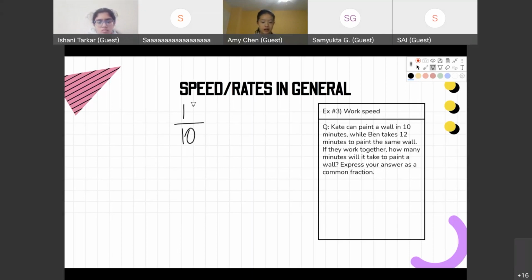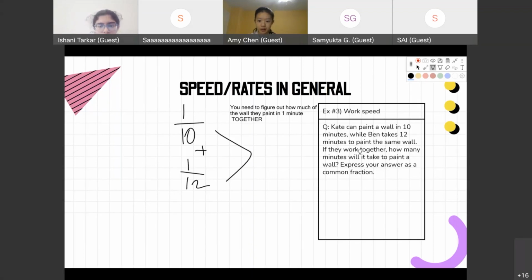Since the total amount she has to paint is 1, and she can paint it in 10 minutes, that means in 1 minute she can paint 1/10 of the wall. Then that is her rate. Along the same lines, Ben would paint 1/12 of the wall in that time. So if these are their rates, then their combined rate would be these added together: 1/10 plus 1/12. That would be their total rate.